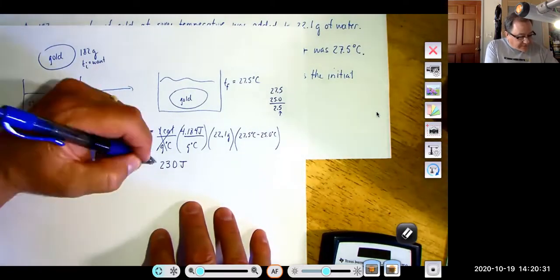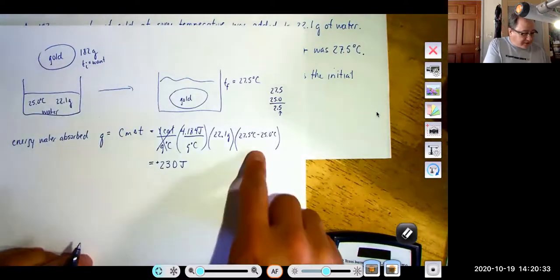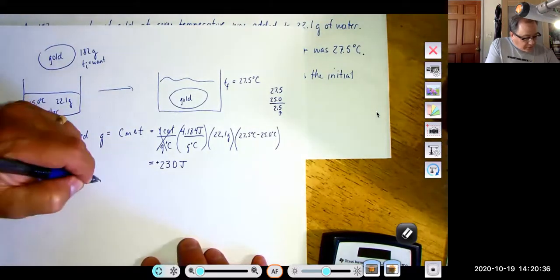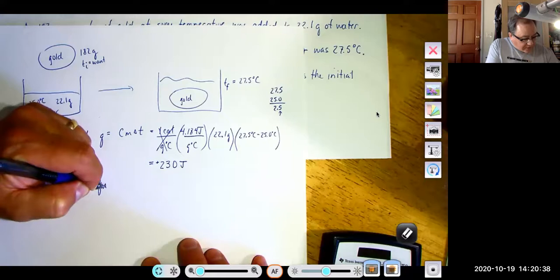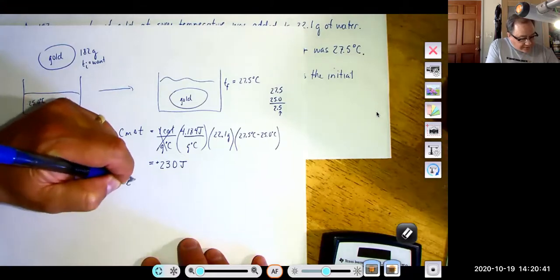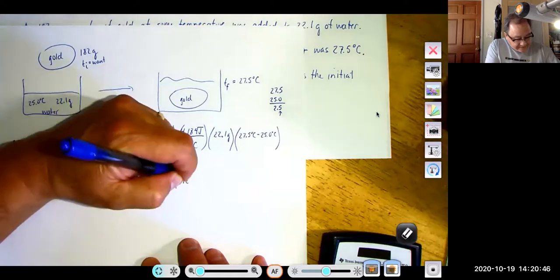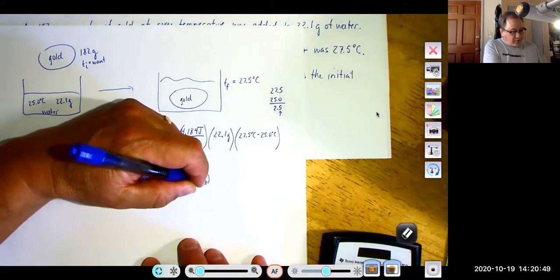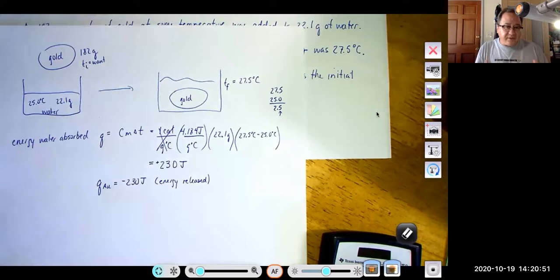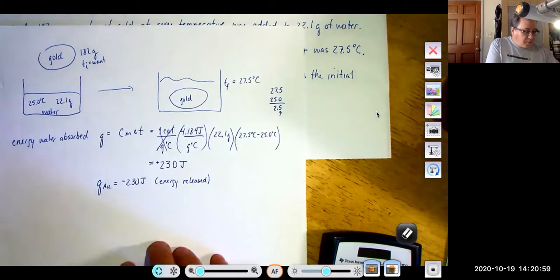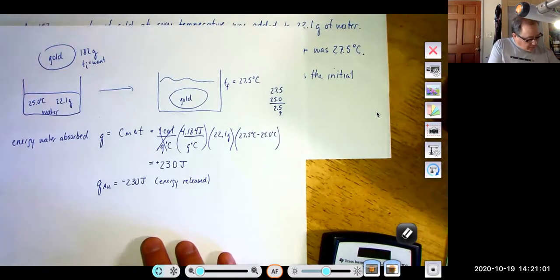So this is a positive value because it's absorbed. And we can see that with the change in temp. So what about the Q of the gold? Well, that's going to be negative 230 joules because this is energy released. So we have to remember that whatever the amount of energy is that is absorbed, the energy released has the opposite sign or a negative sign. So here, we want to find out the final temp of the gold or the initial temp of the gold. So T initial of the gold.